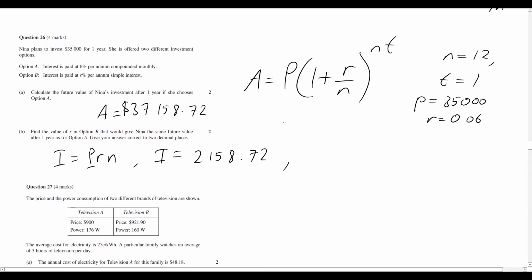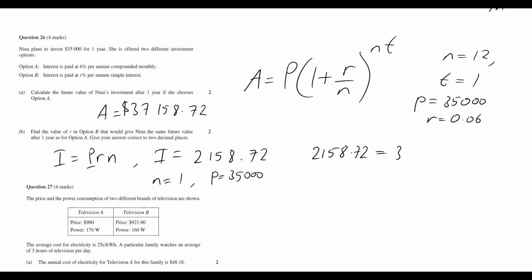Okay, so we'll fill that in, and we find that n equals 1, P equals 35,000, and then we'll substitute those values into our formula, and then we find that we have $2,158.72 equals 35,000 times r times 1. I'm not going to bother writing that in. And that will give us our formula here that we can now work with.